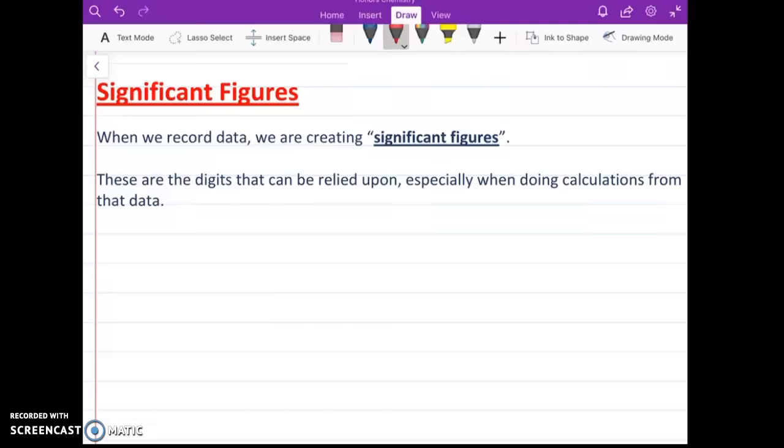Okay, so today we are talking about significant figures, and you can pause at any point and write down what you see on the screen because these become your notes for this section. When we record data like you did in the lab last time, either today or yesterday depending on when you were taking these notes, you created what are called significant figures. Even if you didn't call them that, you did. Those are the digits that we can rely on, and that becomes important when we want to do calculations from that data.